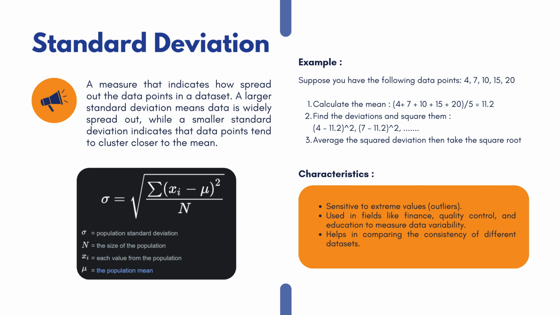So what are the characteristics? It is sensitive to extreme values, called outliers. Standard deviation is usually used in fields like finance, quality control, and education to measure data variability. It also helps in comparing the consistency of different datasets.